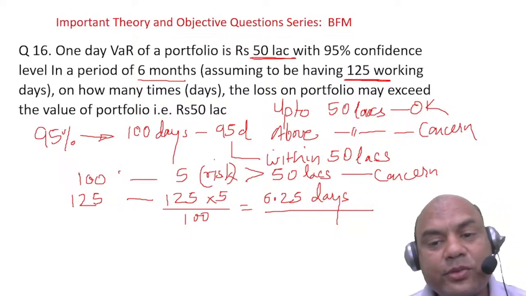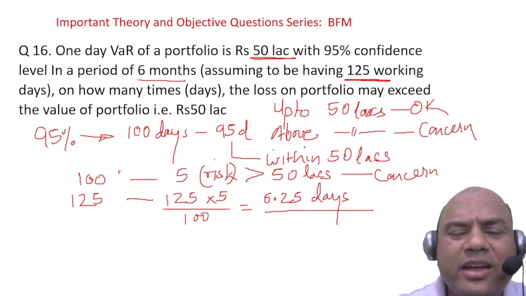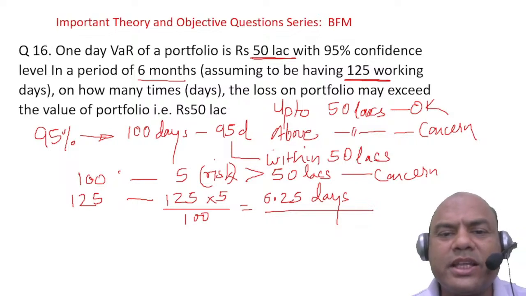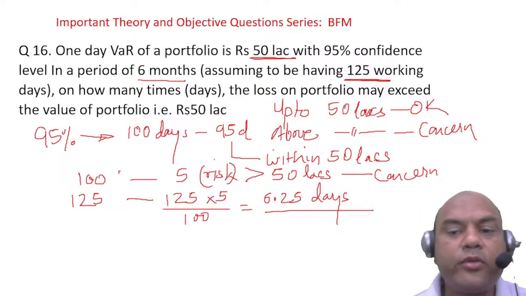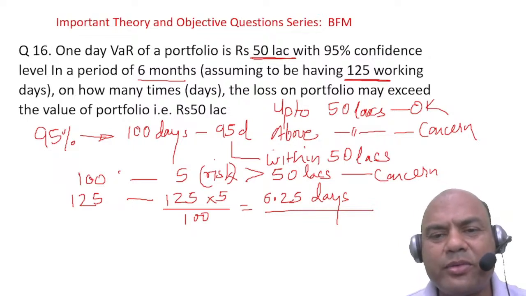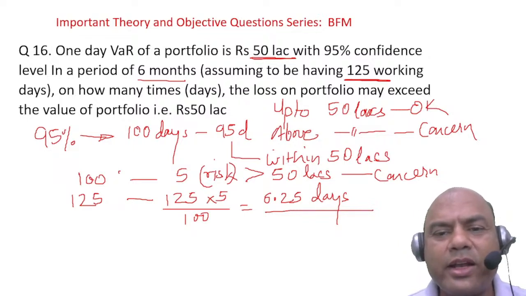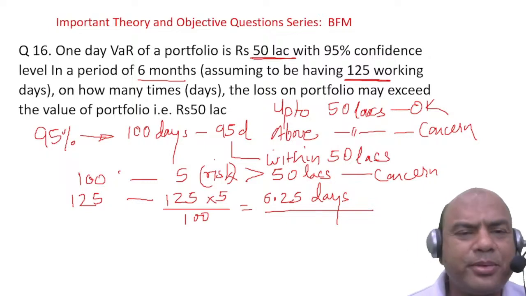This question comes for 1 mark. If you know the basics here, I have taken almost 3-4 minutes to solve this, but in the exam it will take hardly 10 seconds. Why? Because you know it. If you know it, it's very easy to solve. 100 minus 95, simple, 5 days. In 100, 5 days, and in 125, how much? 6.25, right? Simple.